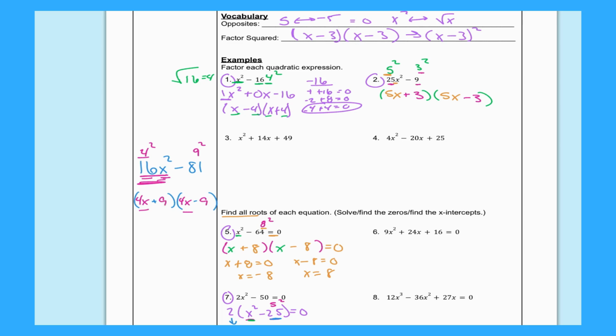And if it says solve, then remember you're setting them both equal to 0 and solving. Remember though, on any of these, if you're struggling to remember the shortcut, you can just do that regular AC method where you find your factors that add up to equal 0 in the middle. And that works for all of them as well.